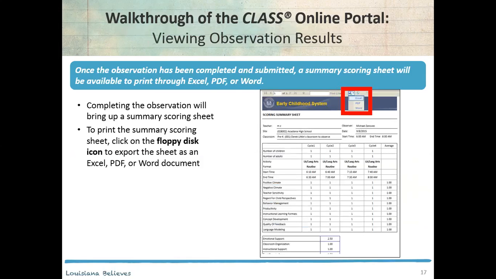Okay, so if you want to view those observation results, once the observation has been completed and entered, a summary scoring sheet will be available. To do that, you'll click on the observation. You're going to see a summary scoring sheet in the system. If you go up to the top right, there is a floppy disk icon that you can click on, and it's going to create a drop-down menu. You'll see there that it says Excel, PDF, or Word. You can do it in any of those formats, whichever one suits you best.